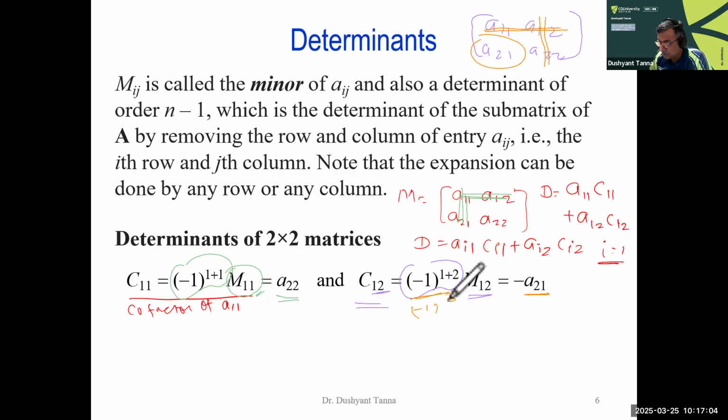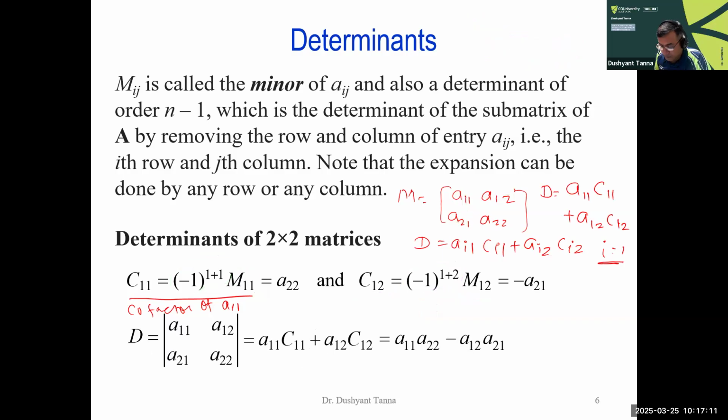So finally, the determinant of A11, A12, A21, A22, as per this definition which I already wrote here, what we needed was C11, which is A22, and C12, which is minus A21, and just plug it back in.